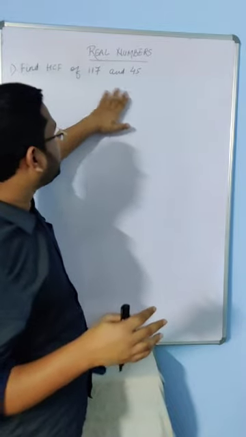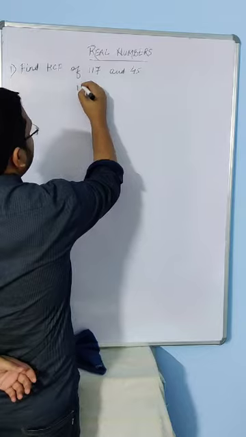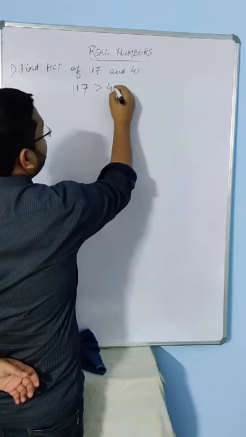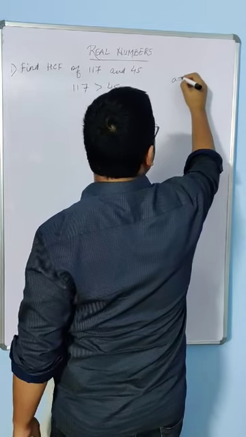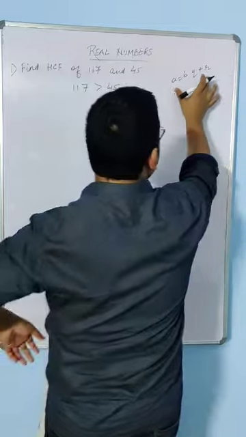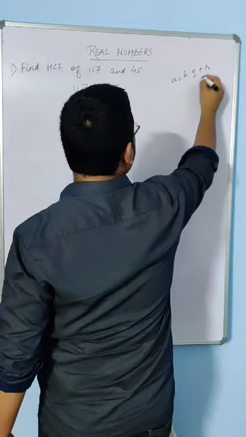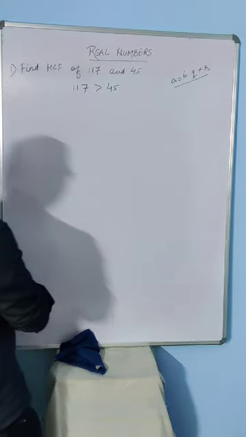So now let's talk about this case. We'll take the greater number. Since here 117 is greater than 45, we'll apply the same rule, that dividend is equal to divisor into quotient plus remainder. Just remember this rule. This is so simple, it will be very easy for you to understand now.